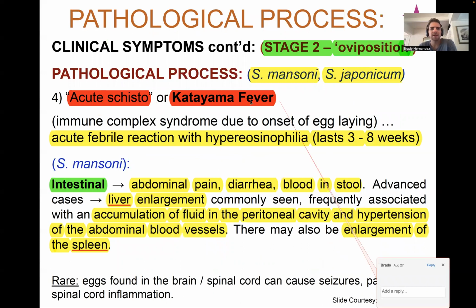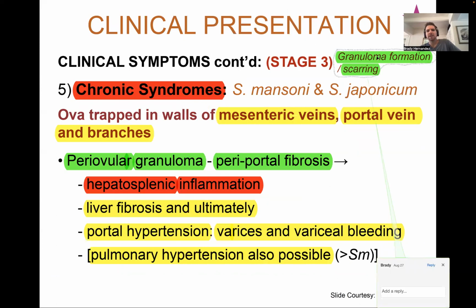Stage 2, get this specific fever, intestinal pain. Here it is: liver enlargement, accumulation of fluid in the vessels, enlargement of the spleen as well. Chronic syndromes: granuloma formation, hepatosplenic inflammation, liver fibrosis.